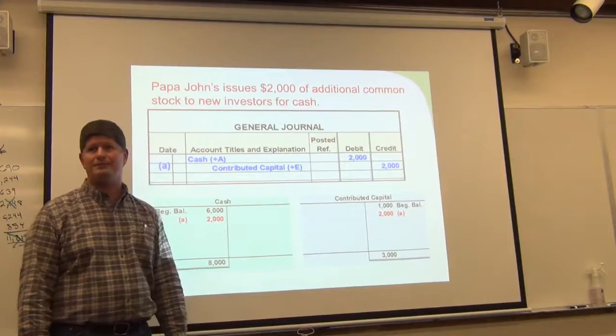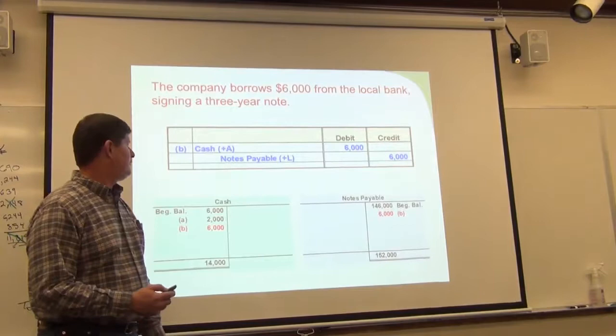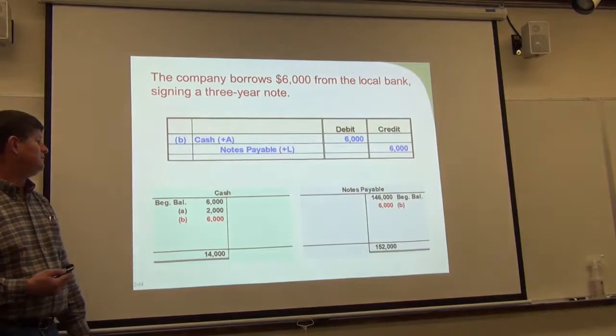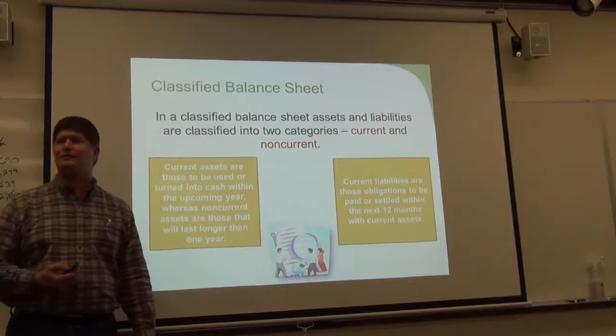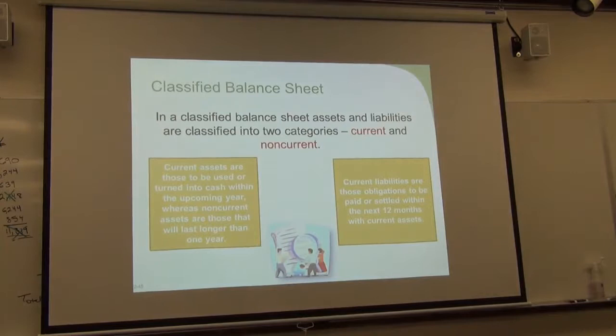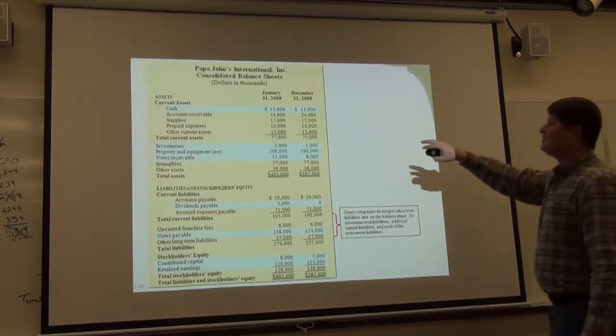All right. Here's another one with a note payable. Same sort of thing. We talked about classified balance sheets, right? We talked about that earlier, in a better example than that, but we use this. Classified means current and non-current, yes? Okay.